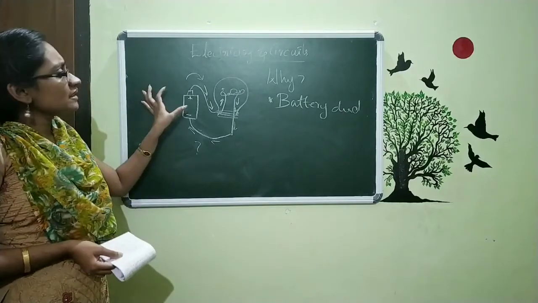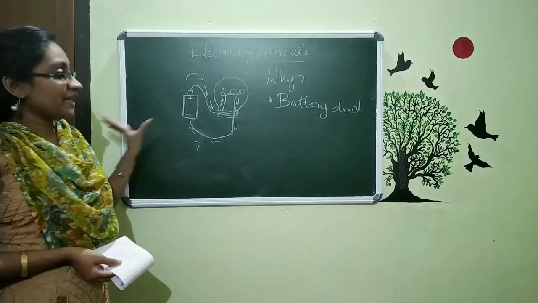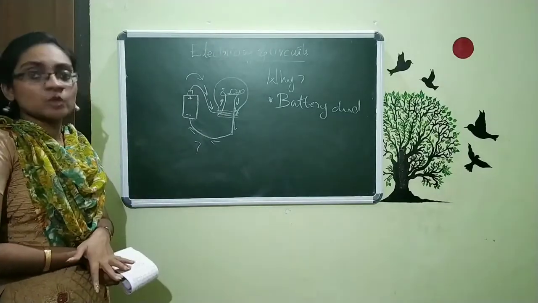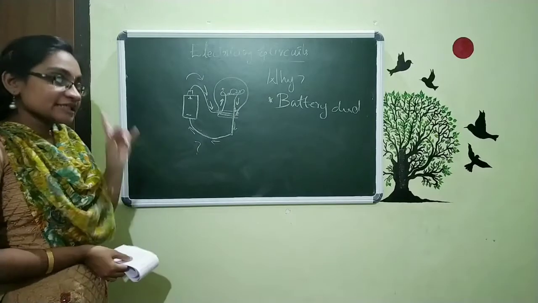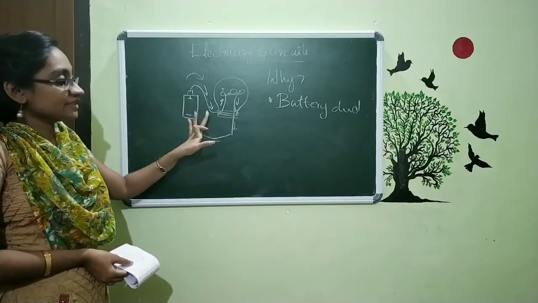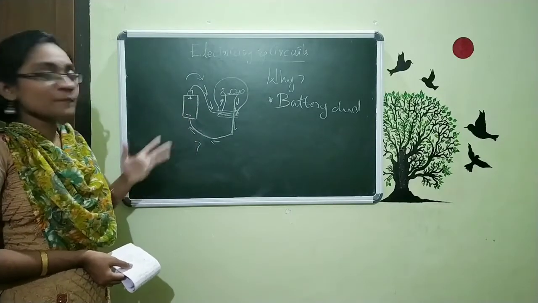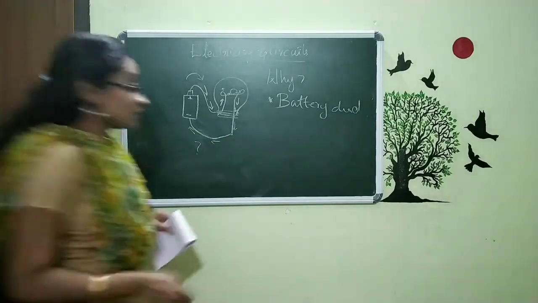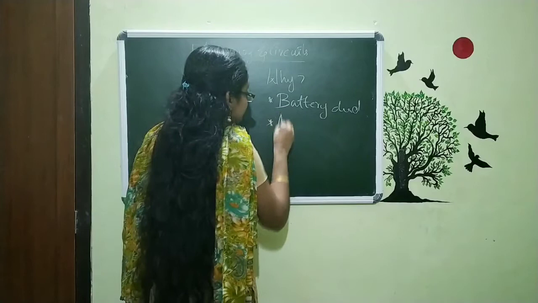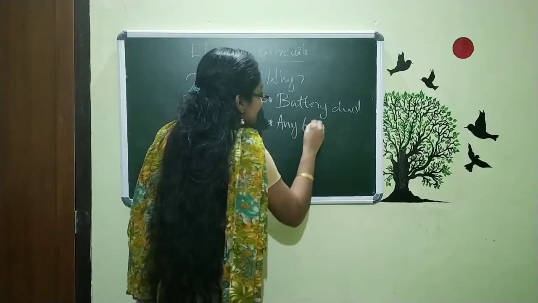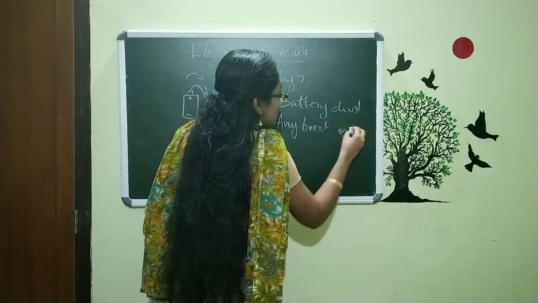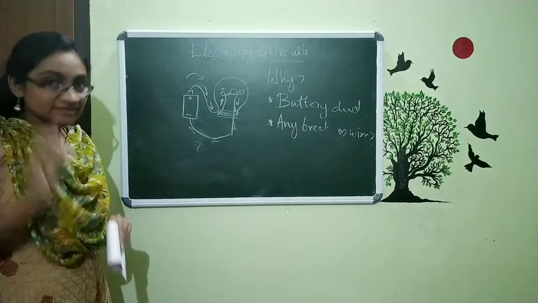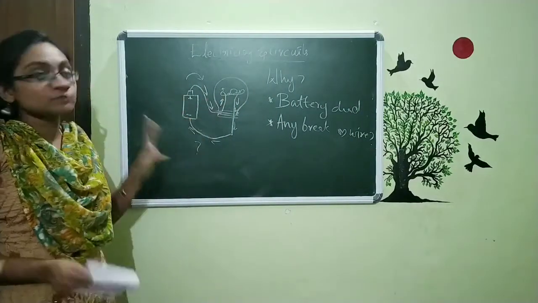That is only one possibility. Suppose my battery is still okay, a new battery, the chemicals are perfect, but still my bulb is not glowing. Why? Then I want to check the wires. Is there any cut or break in these wires? No, my wires are okay. That is also one possibility: any break on the wire. That is another possibility for why this bulb does not glow.